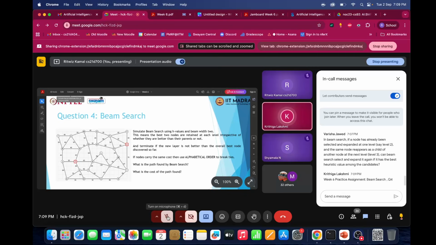I have pasted the question. Week 6 practice assignment, beam search. Question number 4. Okay, so it's a beam search question. Let's discuss this question in the one that we are currently looking at, and then let's go to this one.